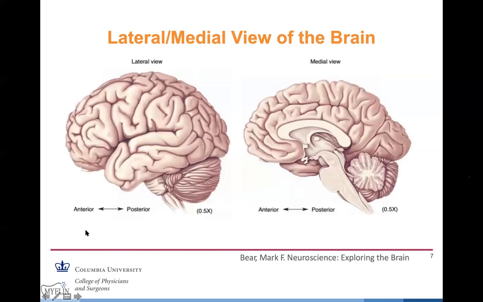This is a lateral view, and this here is the sagittal section. This is just to show you what the brain looks like from a lateral view. This is the medial surface of the brain. This is a sagittal slice. This is the medial surface of the brain. And this is the lateral view of the brain. This is the front of the brain, the anterior portion, and this is the back of the brain, the posterior portion.